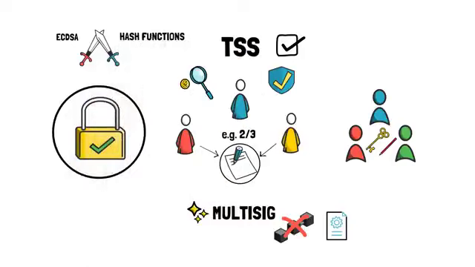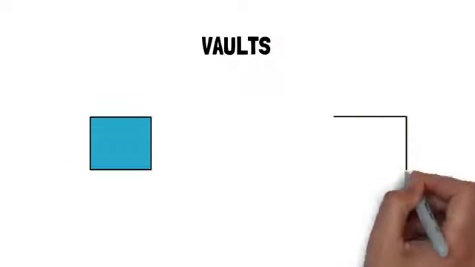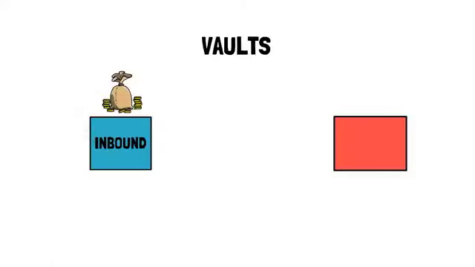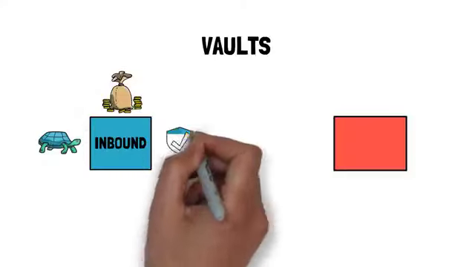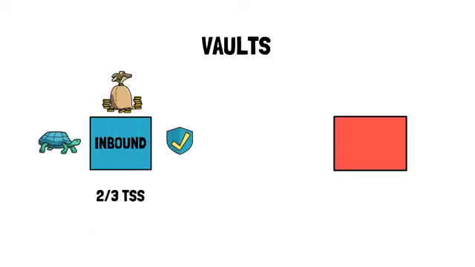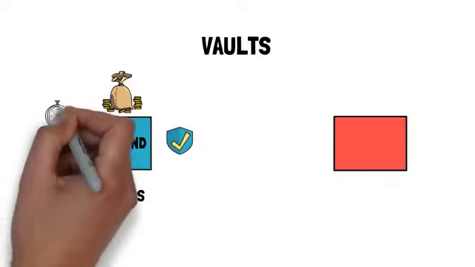Another interesting detail of Thorchain architecture is the way vaults operate. There are two types of vaults, inbound and outbound. Inbound vaults store most of the funds in the system. They are slower, but more secure as they require 2/3 of all TSS signers to sign a transaction, which can take even up to 20 seconds.